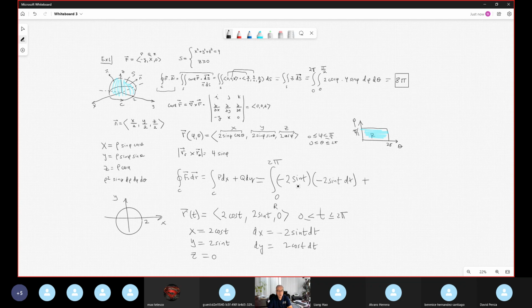Plus, Q is x in our vector field, look. So Q is 2 cosine t multiplication by dy, where dy is 2 cosine t. Boom. The rest, in this case, factor out 4 because 2 times 2 is 4, sine squared plus cosine squared is 1. Evaluate, it is super easy, it is 8 pi. Same answer. The thing I try to illustrate is there are two different ways to compute that.